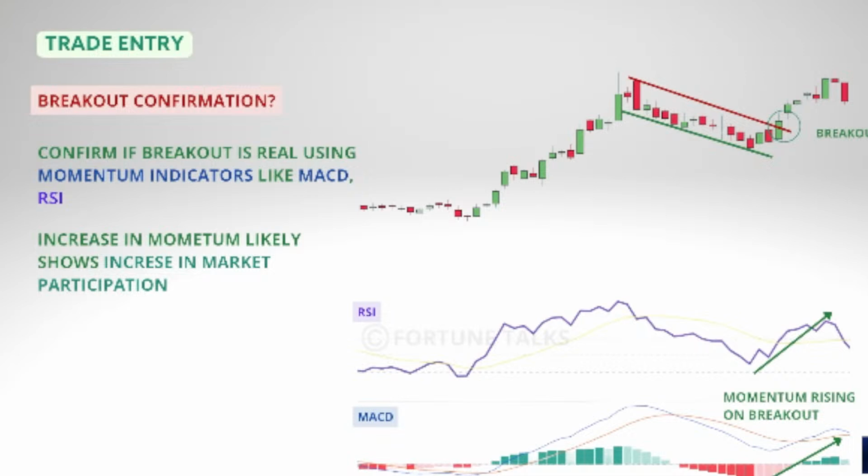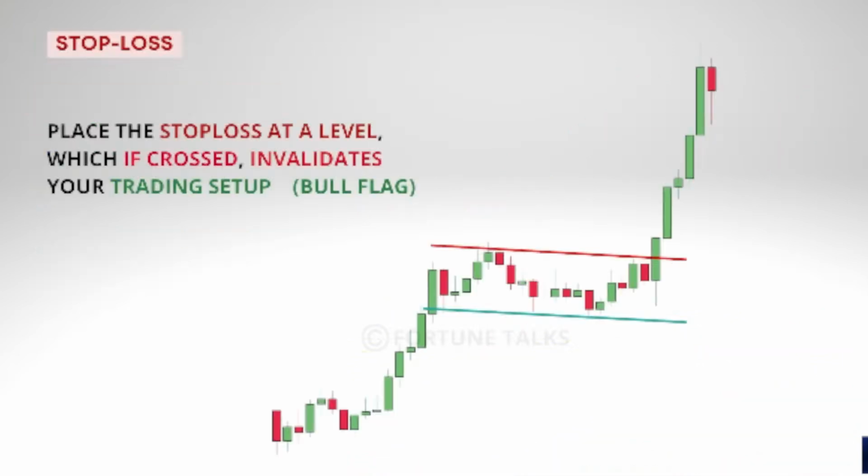It's simple. Your stop loss should be at a level that, if crossed, invalidates your trading setup. So what are we trading here? We are trading a bull flag, and the pattern becomes invalid when the price breaks and closes below the bottom trend line support.